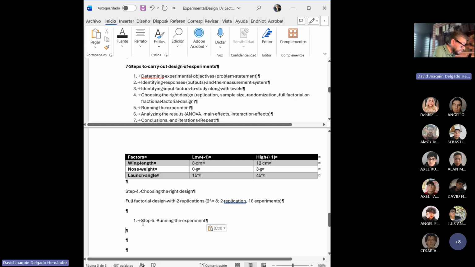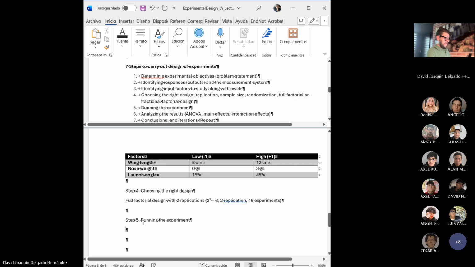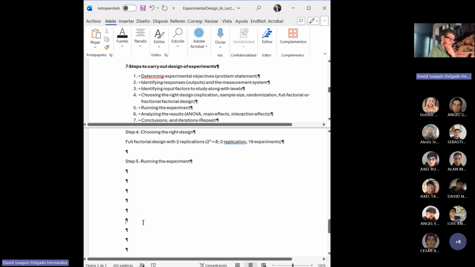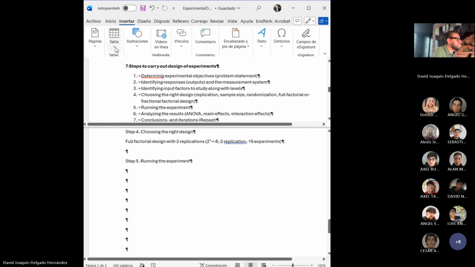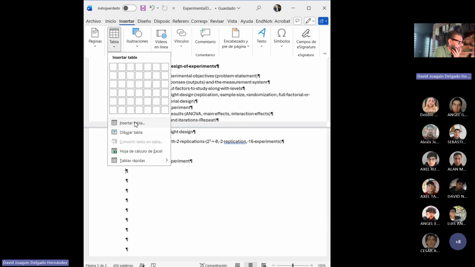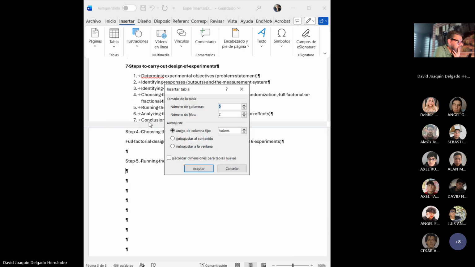Step number 5. Okay, so let me put this here, save. So I am going to insert a table. Insert table. It is going to have columns. It will be 1, 2, 3, 4, 5 columns, and it will be 17 rows here.